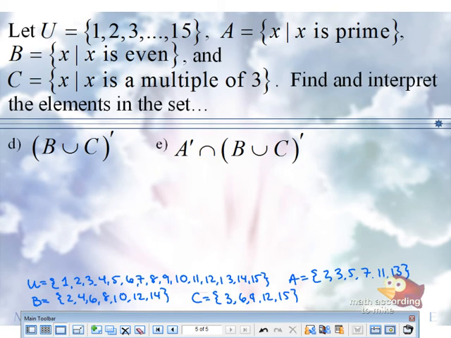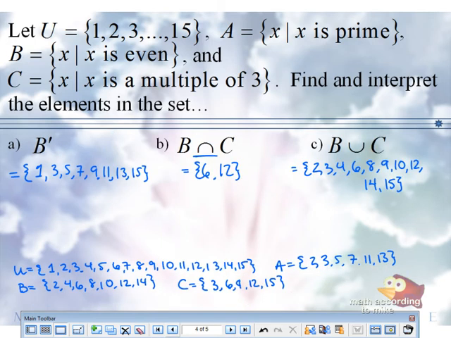Now it gets exciting. The quantity B union C prime. Well, you know what? Let me go back real quick. You have it all in front of you. I don't. Let me copy this B union C that we just did.